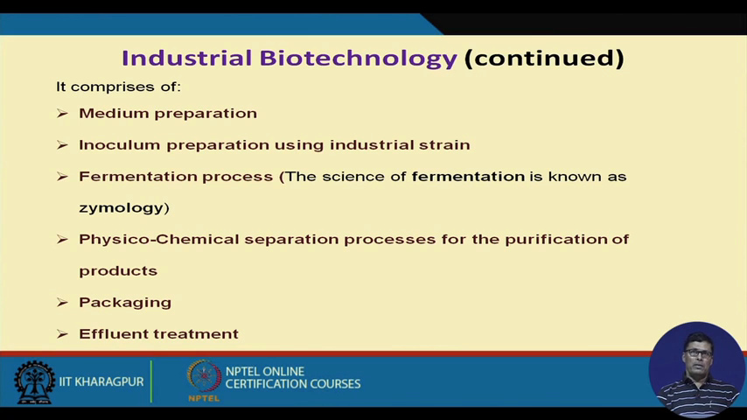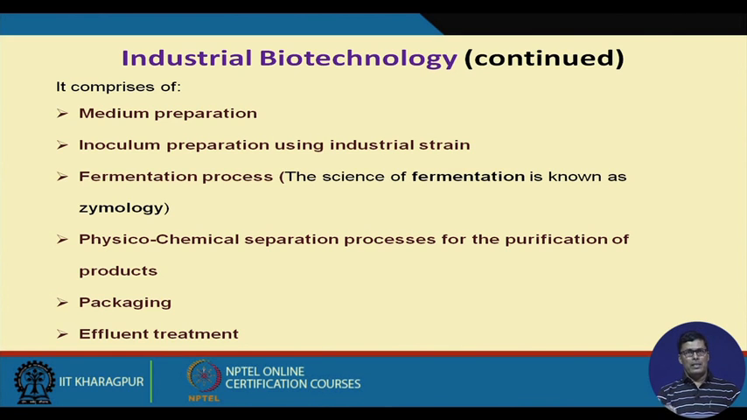For inoculum preparation, in industry we usually use an industrial strain. We consider it robust because it has high productivity, and I shall discuss this in more detail in subsequent slides. Then it comes to the fermentation process, when your organism functions through its metabolic pathways and gives different products. The science of fermentation is also known as zymology.